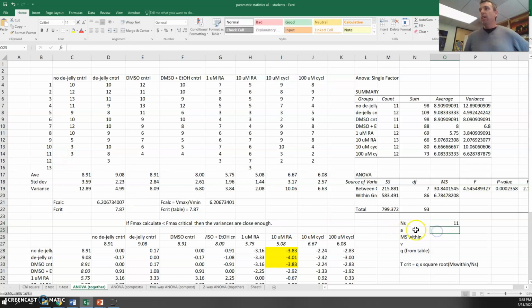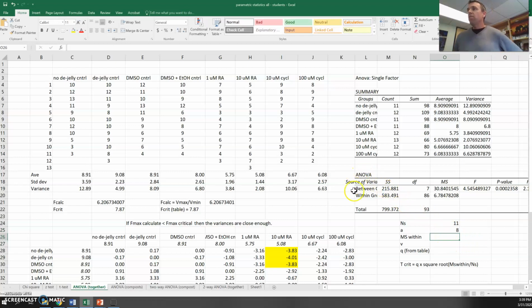A, remember, is the number of groups that I have. The number of categories is what it's scientifically called. So I have 1, 2, 3, 4, 5, 6, 7, 8. So I have 8 categories along the way.